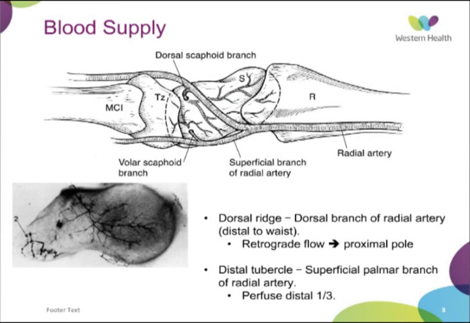Looking at this diagram, we can see the dorsal scaphoid branch enters on the dorsal ridge and has a retrograde flow from distal to proximal, supplying most of the scaphoid and the proximal pole. Whereas the volar branch inserts at the distal tubercle, which supplies only the very distal end of the scaphoid. Here there's a picture of a contrast study, which again shows the same thing. The dorsal branch supplies most of the scaphoid bone, and the volar branch just the very distal end of the tubercle.